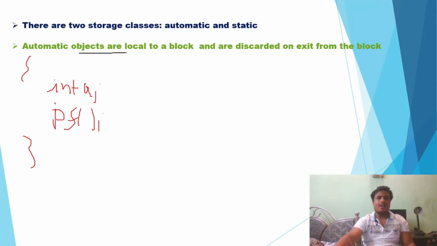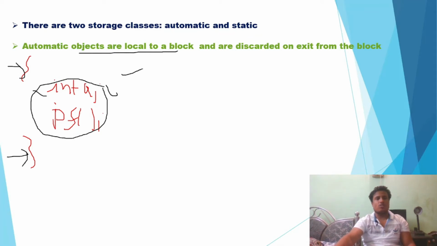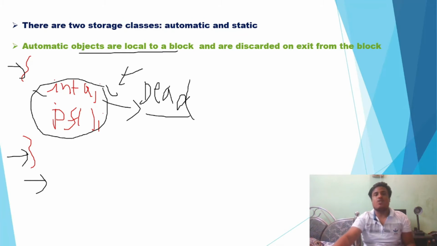Automatic objects are local to the block: this is the beginning of the block and this is the end of the block. Whatever object we define inside this block will only reside while the control is passing through this block. Whenever the control exits the block, this variable becomes dead, or its lifetime is over. This means the variable's scope has ended, so its lifetime belongs to this block only. So they are discarded on exit from the block.